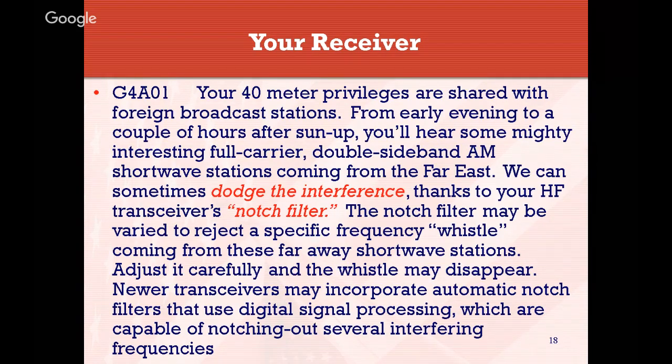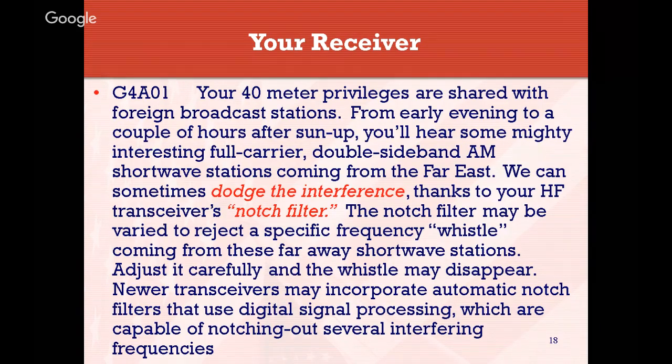So you have 40-meter privileges, and they're shared with foreign broadcast stations. From early evening to a couple of hours after sunup, you'll hear some rather interesting full carrier, double sideband AM shortwave stations coming from far east or far west. We can sometimes dodge the interference thanks to the HF transceiver's notch filter. And you'll find this on many of the modern receivers.